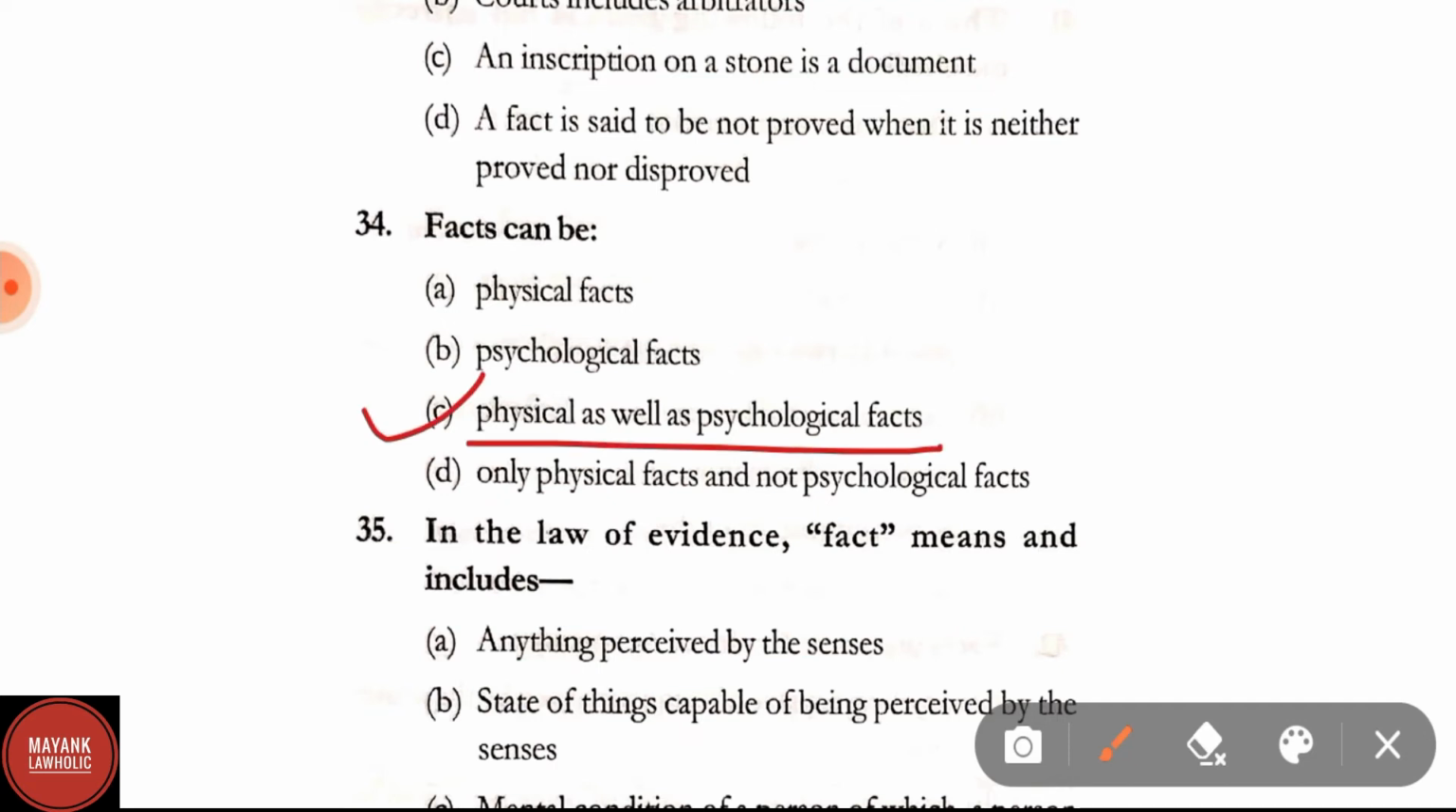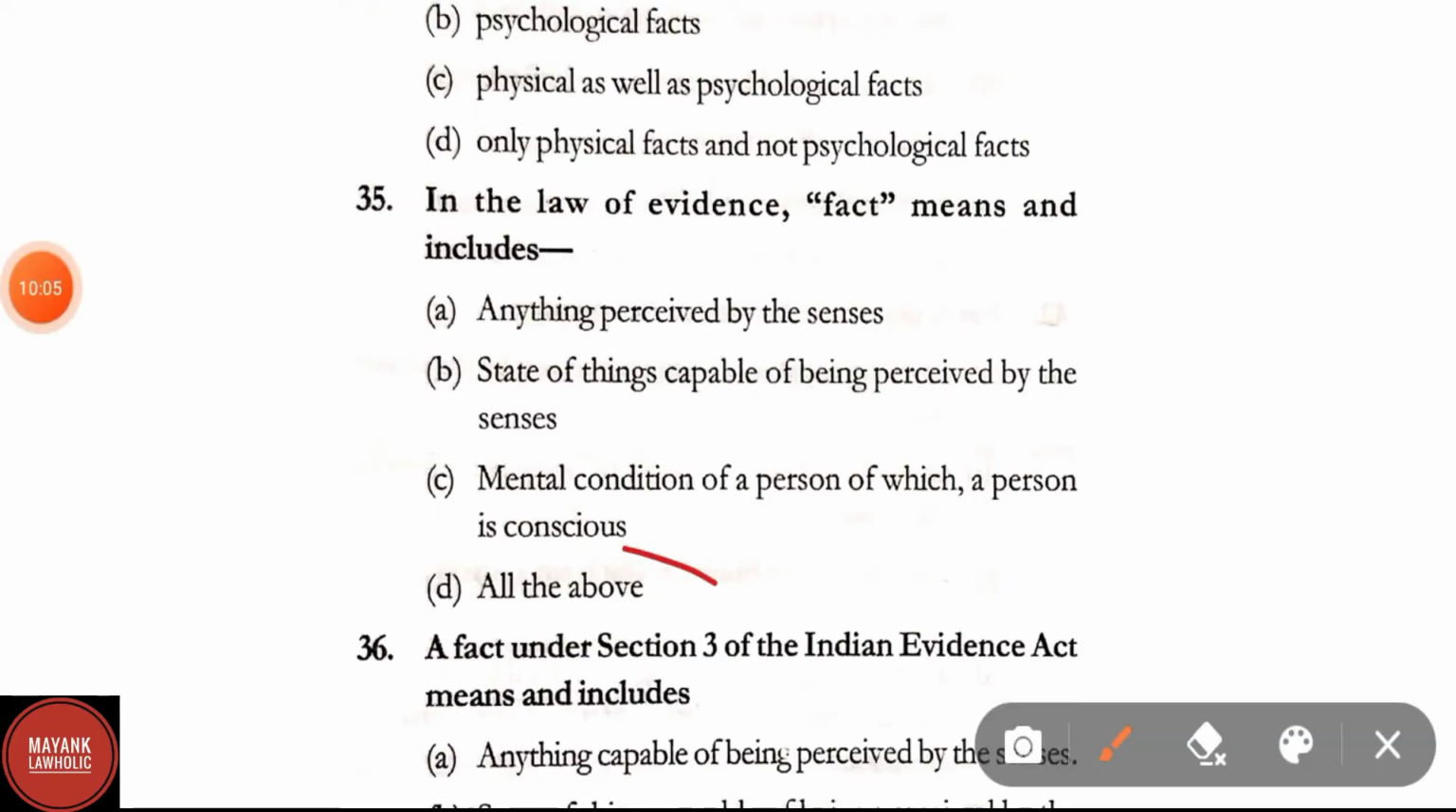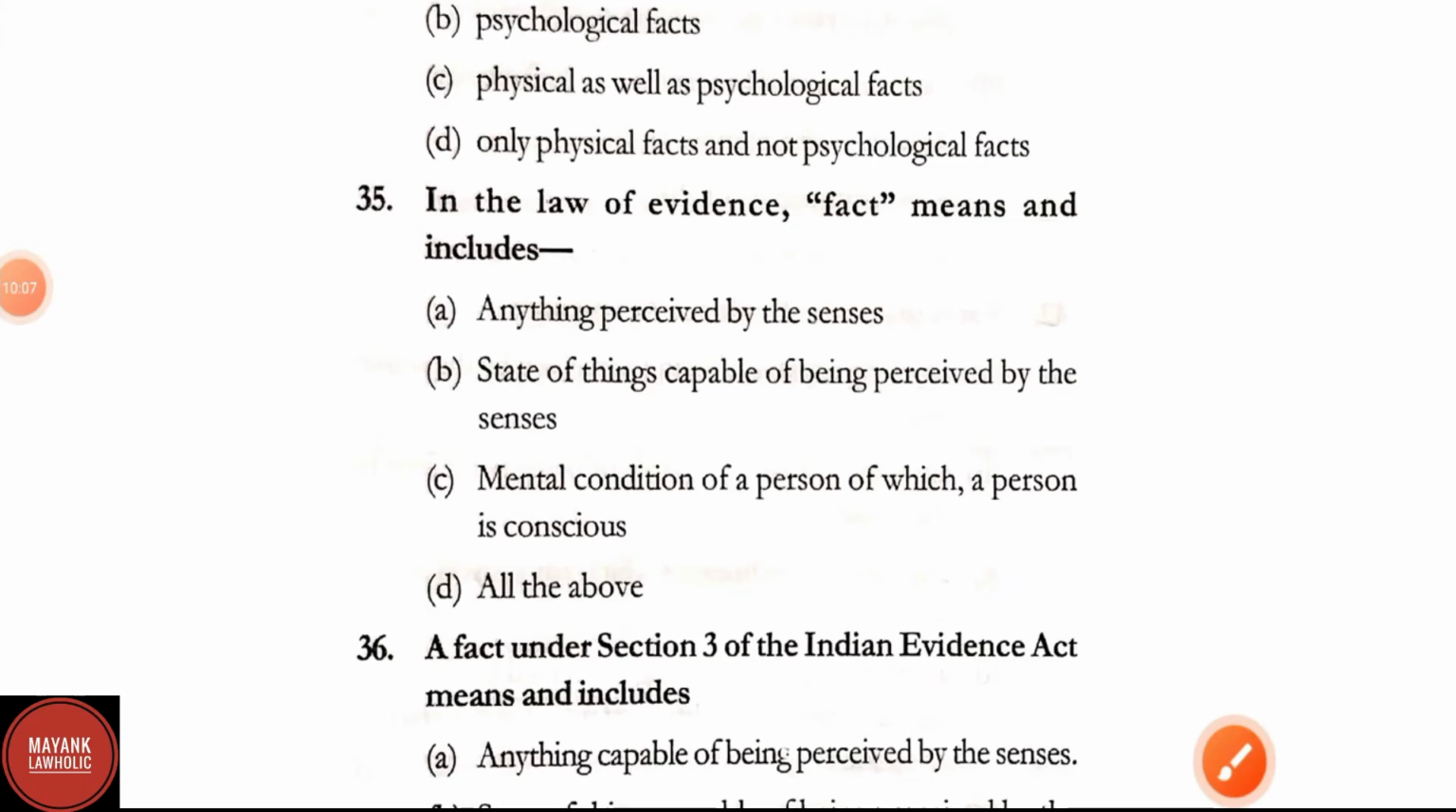Facts can be physical as well as psychological facts. Question number 35. In the law of evidence, fact means and includes option A, anything perceived by the senses. Option B, state of things capable of being perceived by the senses. And option C, mental condition of which a person is conscious. And option D, all of the above. Here correct answer is option D, all of the above.